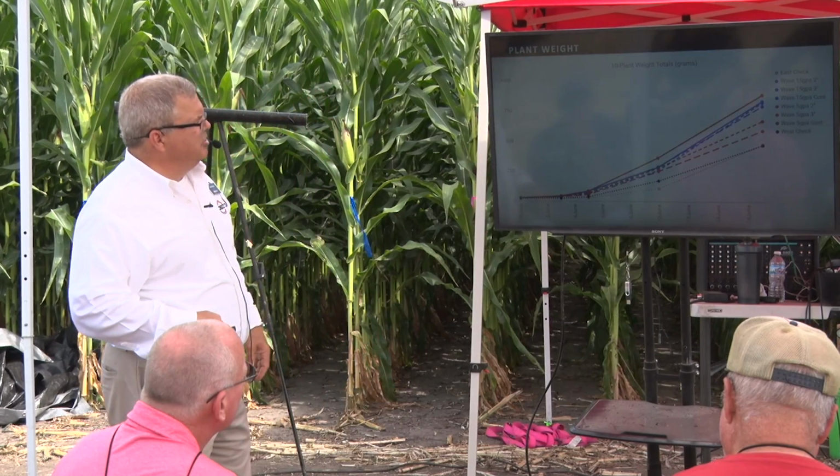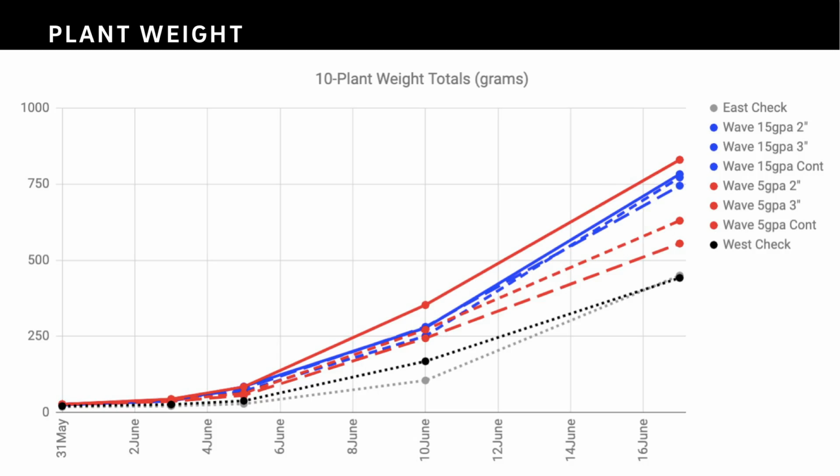And to show you the data, these are the dates from 31 May through 17th of June. These are grams, the weight of 10 plants. And the two gray and black are the check strips. The red are the 5 gallons per acre, and the blue is the 15 gallons per acre.